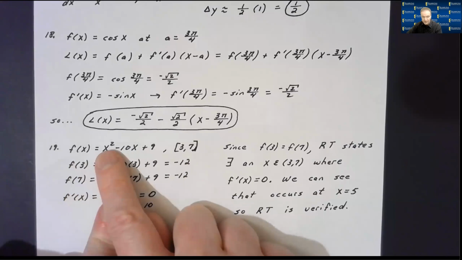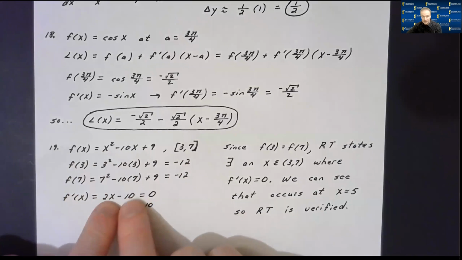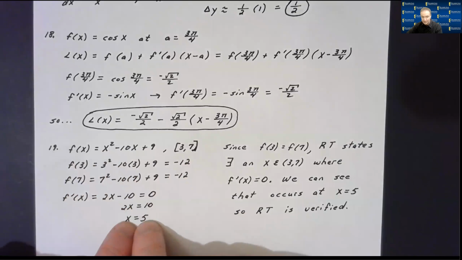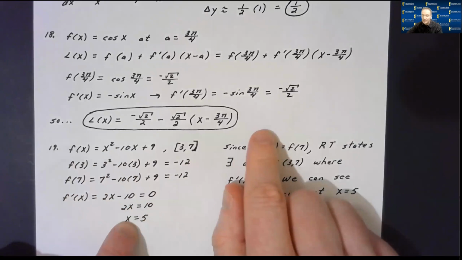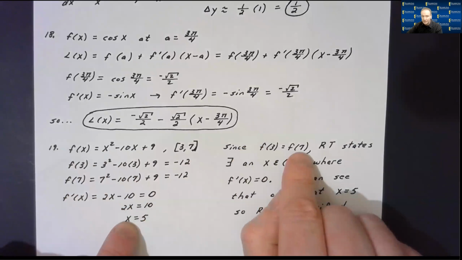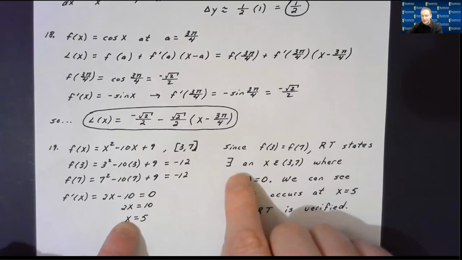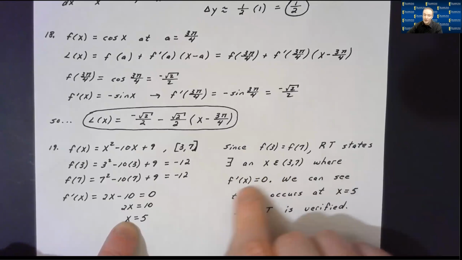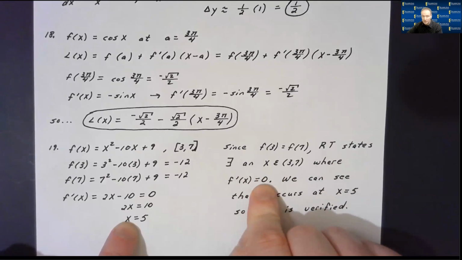I take the derivative of my function very simply, and it's 2x minus 10. I set it equal to 0. Obviously, that gives me 2x is equal to 10, and x is 5. So now, the conclusion I can say up here, since f of 3 is equal to f of 7, Rolle's theorem states that there exists an x between 3 and 7 where f prime of x is equal to 0.